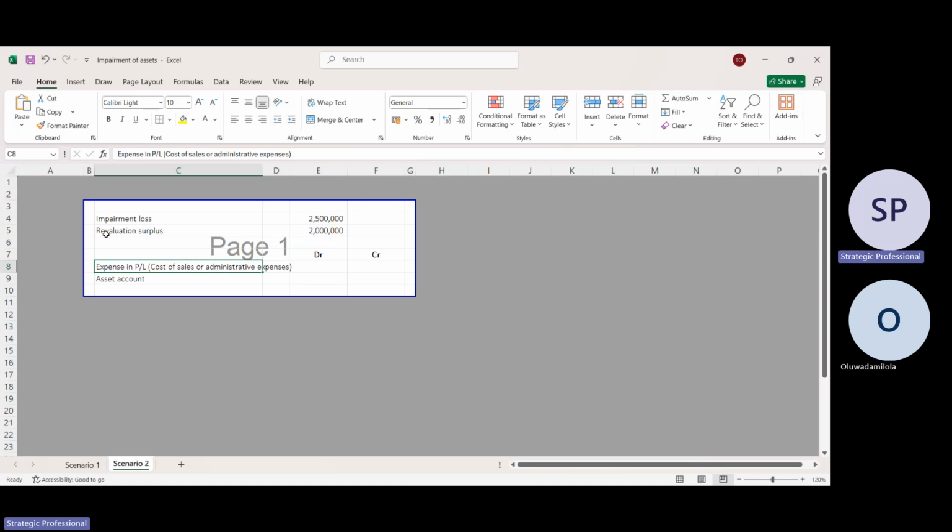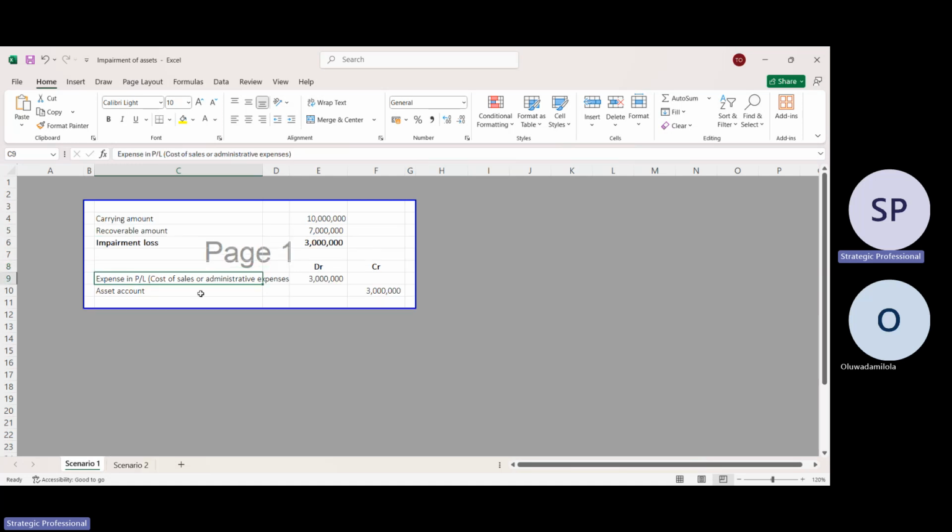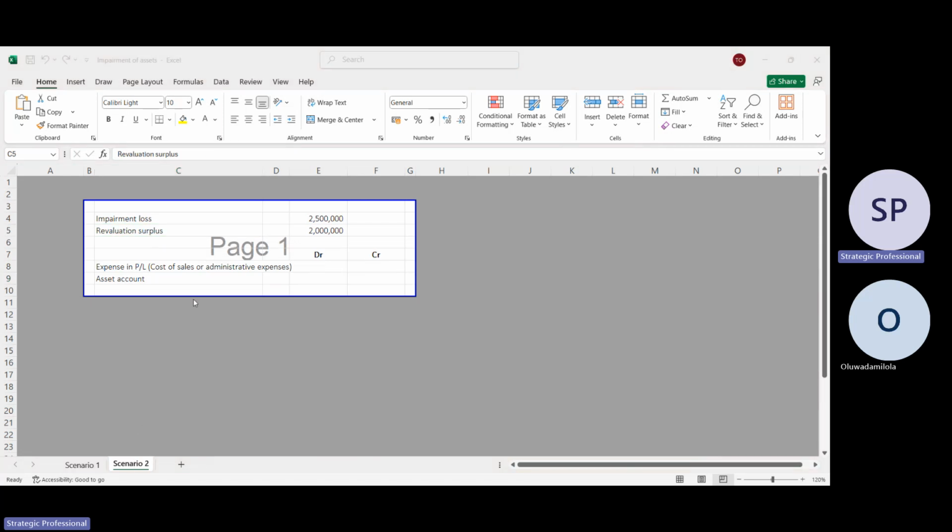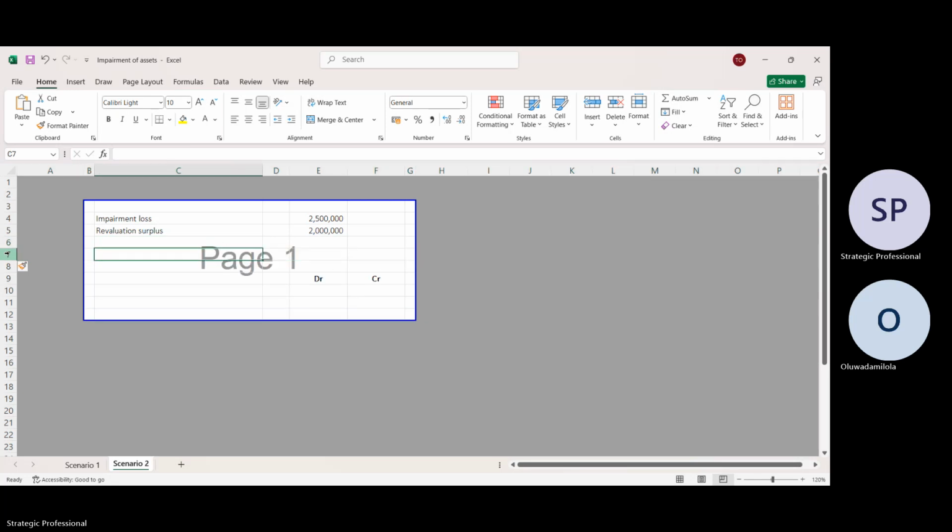Thank you. So in the absence of revaluation surplus, which is scenario 1, we understand that you are going to debit P&L and credit your asset account. But where there is a revaluation surplus, what the standard says is that, in fact, for you to even clearly understand it, what is the accounting entry of revaluation surplus? Okay, let's start with that. What's the accounting entry of revaluation surplus?